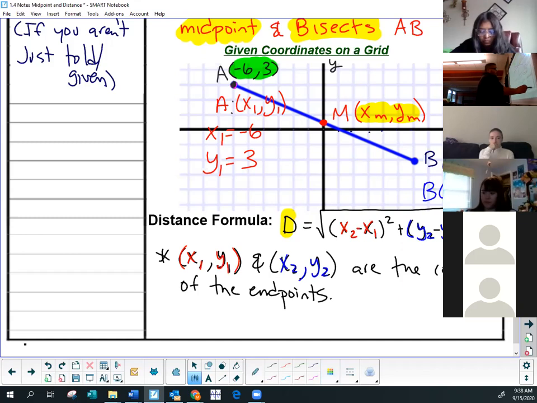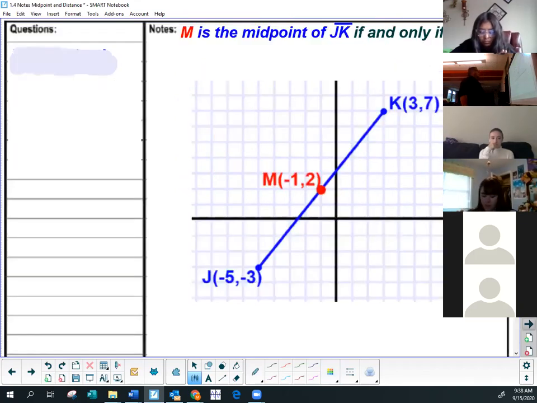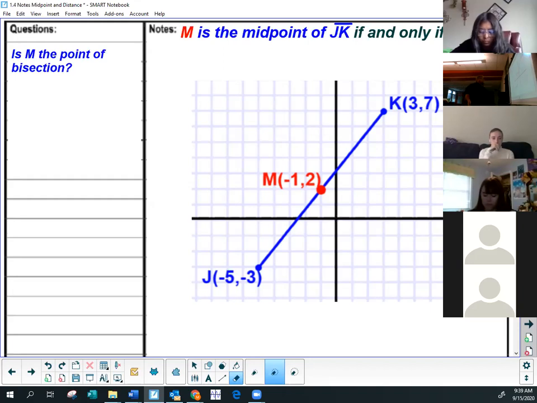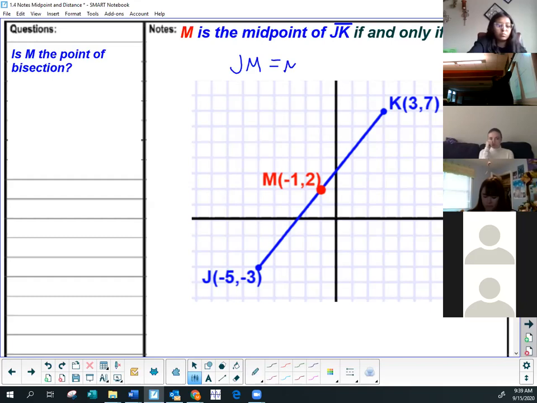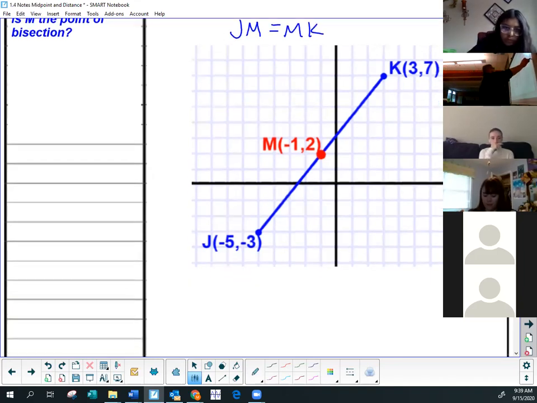I'm going to come back to this, but I want to push forward with an example. The question here is: is M actually the point of bisection? In other words, is M the midpoint? Using our notes from the previous question, M is going to be the midpoint of JK if and only if two distances turn out to be the same, if JM is the same as MK. That's what we have to calculate. We have to calculate JM, we have to calculate MK, and we have to compare the two. So let's calculate this one first.